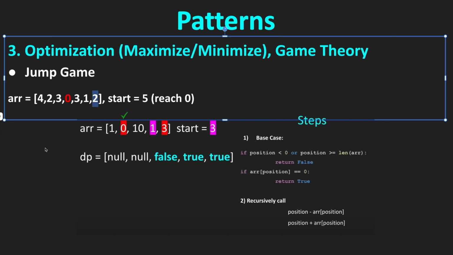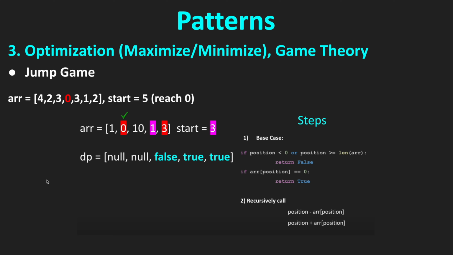If at any of these jumps we find an index with the value of 0, we return true. Otherwise, we return false.